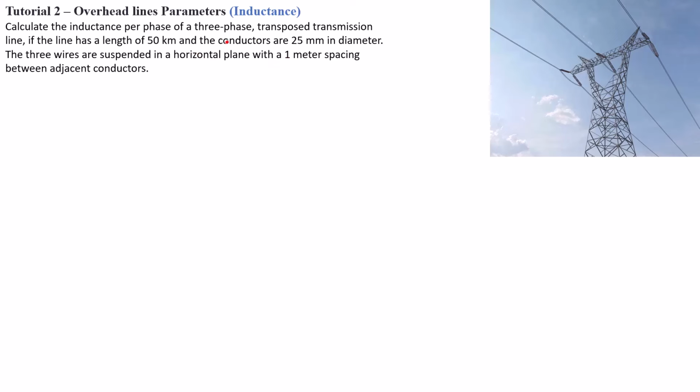Great. So first thing first, you need to understand the problem statement. So what is our scenario? The scenario is very simple. We have a three-phase transmission line that is 50 kilometers long with conductors that are 25 millimeters in diameter. Then we also know that the conductors are suspended in a horizontal plane with 1 meter spacing. So what does all of this mean? Before you can actually start solving the problem, you need to visualize your problem statement.